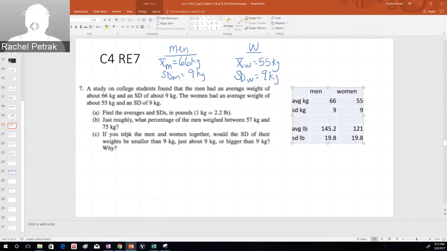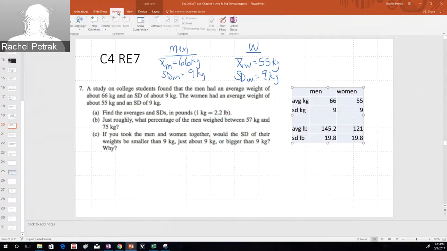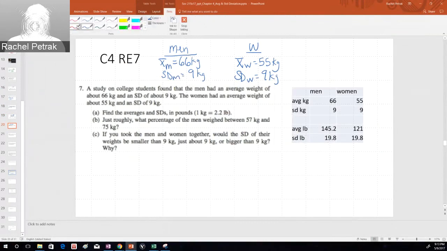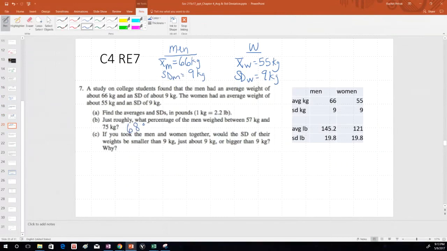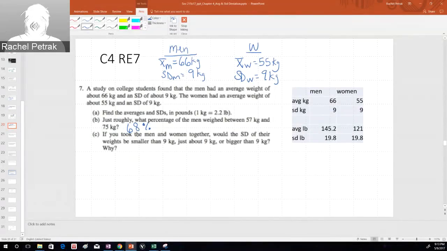Okay. And just roughly, what percentage of the men weighed between 57 kilograms and 75 kilograms? Well, 57 is one standard deviation below the mean, and 75 is one standard deviation above the mean. How did I figure that out? Well, I took 66 minus 9, and then I took 66 plus 9. And so what percentage of men are between that area? We already know it's going to be 68% because there's always 68% of the population within one standard deviation above and below the mean. It's just the rule. That's how it works. Remember that number. You need to know it.